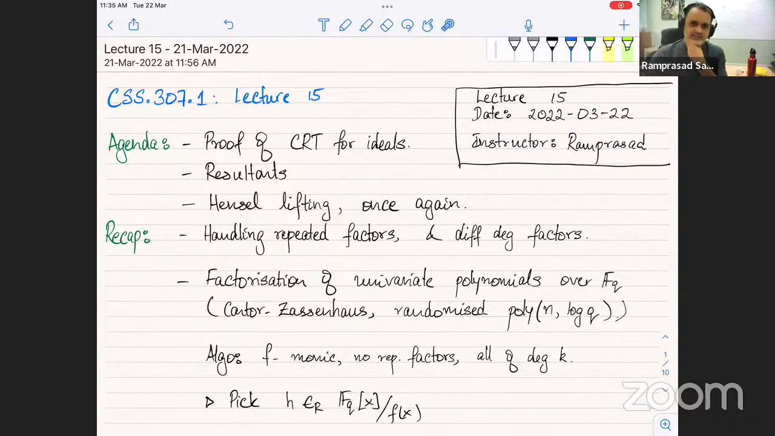So let's begin. We are now at lecture 15. This and the next lecture will basically be the two lectures where we will finish bivariate polynomial factorization. And once we do bivariate polynomial factorization, you will see that everything will basically be reduction to one less variable.